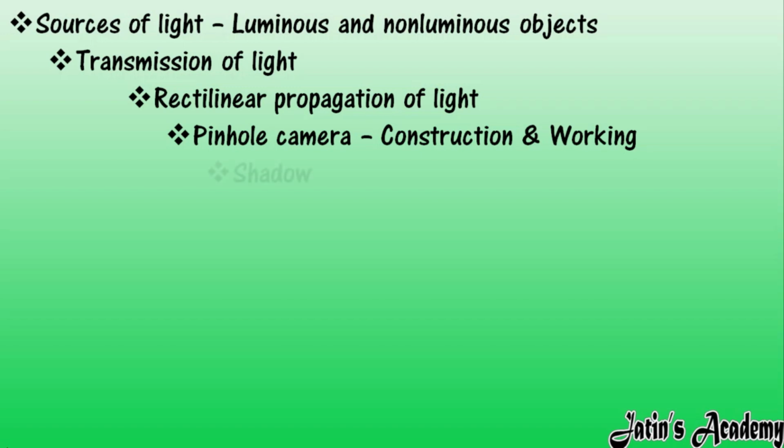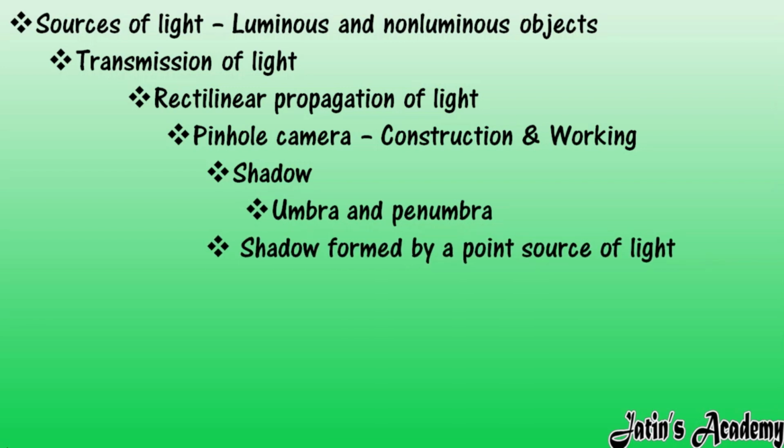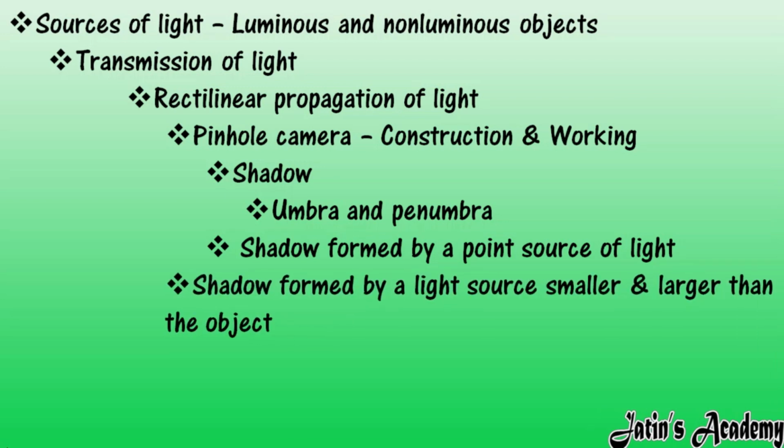Then, we are having shadows. Then we will discuss umbra and penumbra. Then we will discuss shadow formed by a point source of light. Then we are having shadow formed by a light source smaller as well as larger than the object. Then we will discuss eclipses. In the last we are having two types of eclipses, that is solar eclipse and lunar eclipse. So let us start with the chapter.